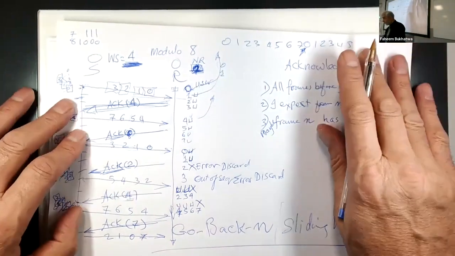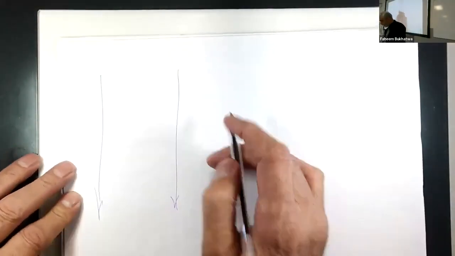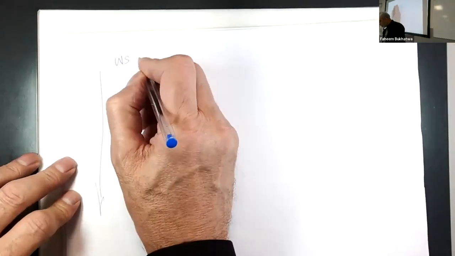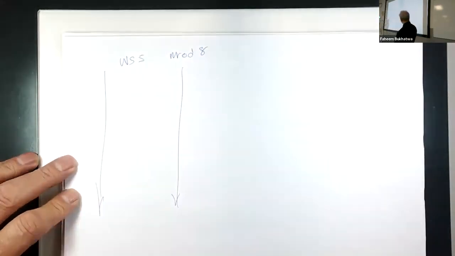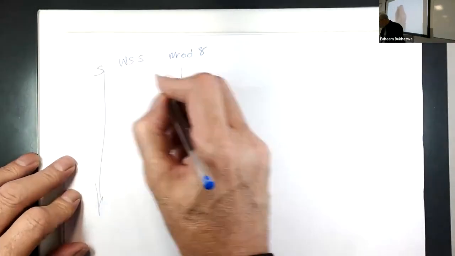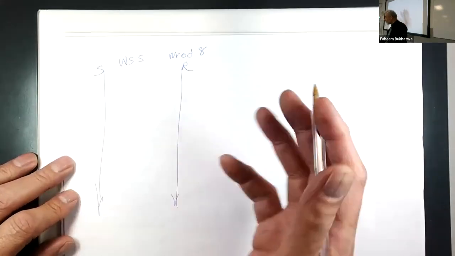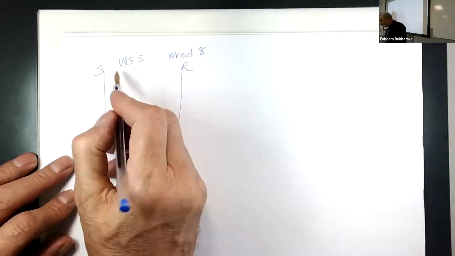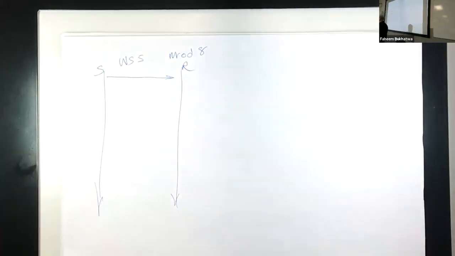So, okay, we're going to continue. Let's go now. Window size 5, modulo 8. This is the sender. This is the receiver. Another example, quick example. This guy will send a few frames, right? What frame number? Sorry, I have a question.